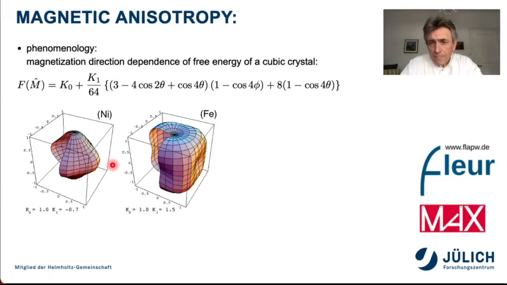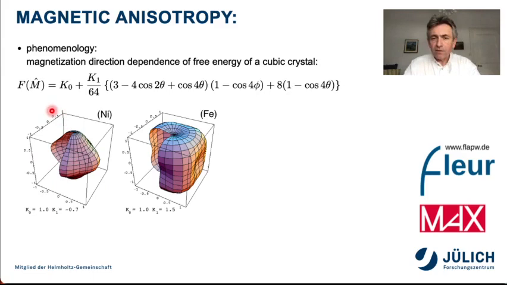Another spin orbit coupling effect is the magnetic anisotropy, and this we will also calculate with the Fleur code for a certain system. So if you have a magnetic material like nickel or iron, then without spin orbit coupling you can say what the magnetic moment is, whether this thing is magnetic or not, but whether the magnetic moment wants to point now in a 0-0-1 direction or in a 1-1-1 direction, this you cannot say.